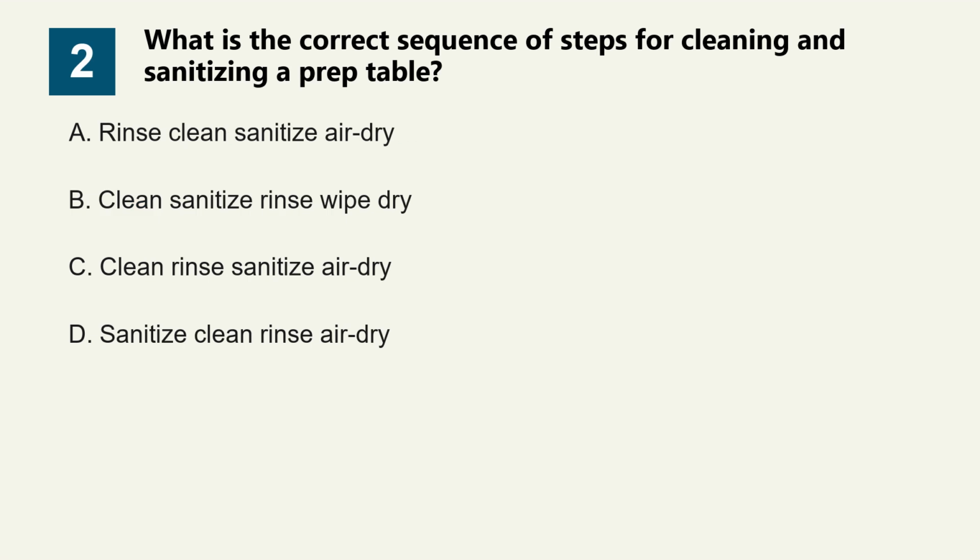Question 2. What is the correct sequence of steps for cleaning and sanitizing a prep table? Option A. Rinse, clean, sanitize, air dry. Option B. Clean, sanitize, rinse, wipe, dry. Option C. Clean, rinse, sanitize, air dry. Option D. Sanitize, clean, rinse, air dry.